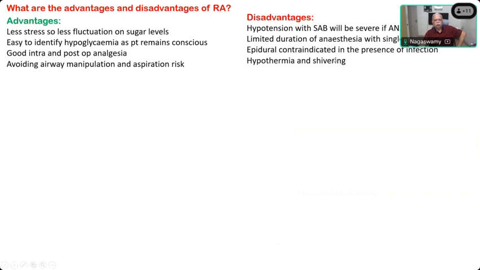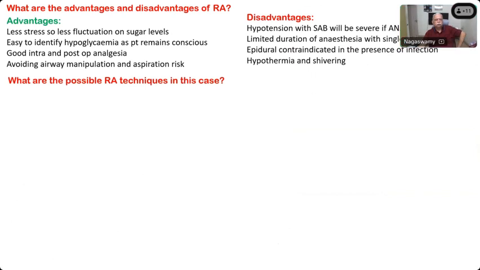And epidural is contraindicated if there is an infection in the distal vein. Hypothermia and shivering is another disadvantage. What are the possible RA techniques in this case you can think of?